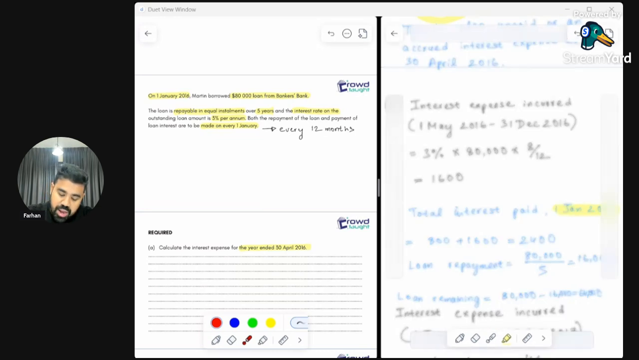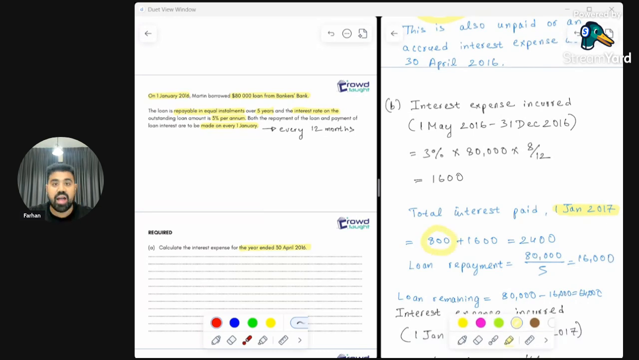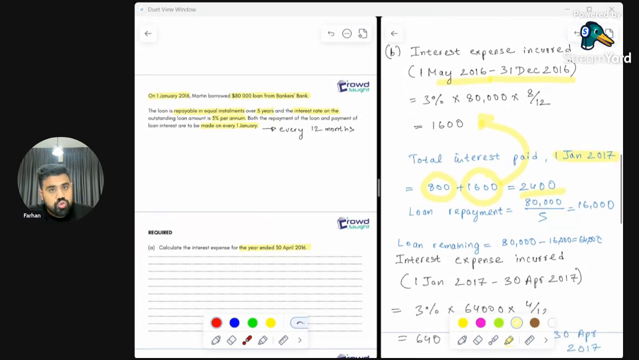We would pay $800, which was unpaid at the end of the previous year at 30 April 2016, if you recall from Part A, plus an additional $1,600, which is for the first 8 months in this new financial year. And those 8 months are May, June, July, August, September, October, November, and December. And that altogether gives us the total interest that we'll be paying on 1 Jan 2017 of $2,400.